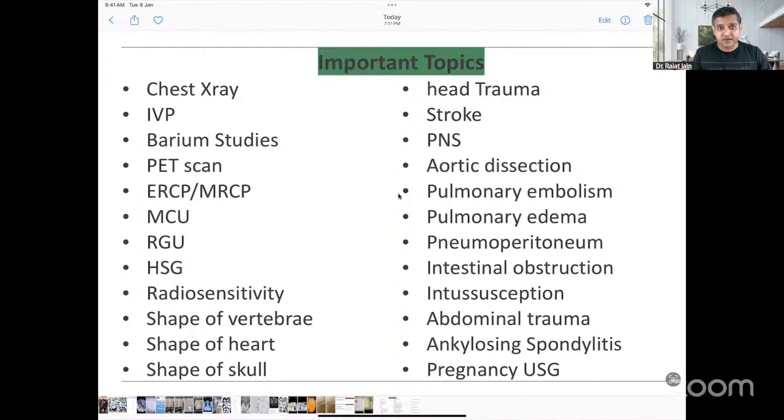Then there are some standard topics like shape of vertebrae X-ray based, shape of heart X-ray based, shape of skull. Then head trauma. You will get one question on head trauma in the exam. Stroke, images of paranasal sinus X-rays. Topics like aortic dissection, pulmonary embolism, pulmonary edema, pneumoperitoneum, intestinal obstruction, intussusception, abdominal trauma, ankylosing spondylitis, and pregnancy ultrasound. Right? These are the standard set of topics that form a lot of the chunk of your paper.